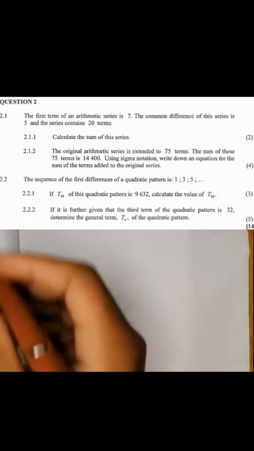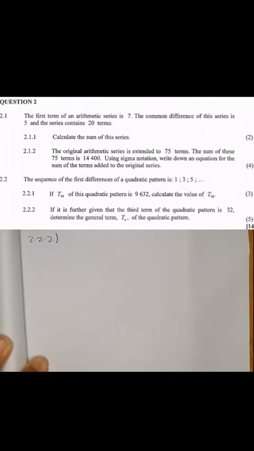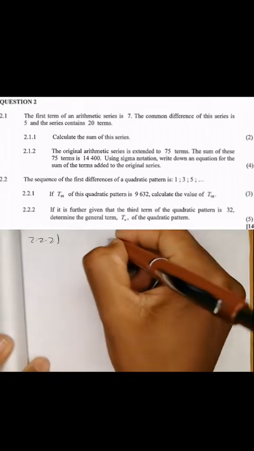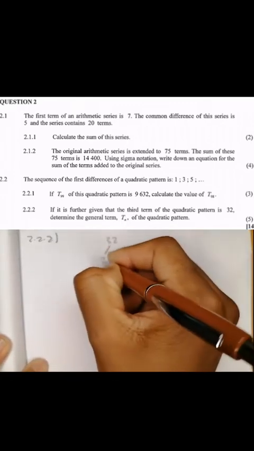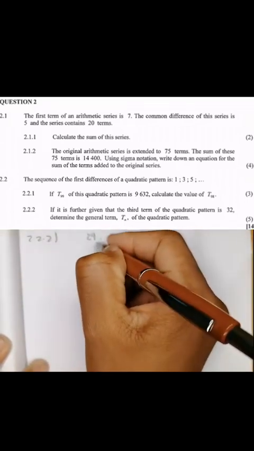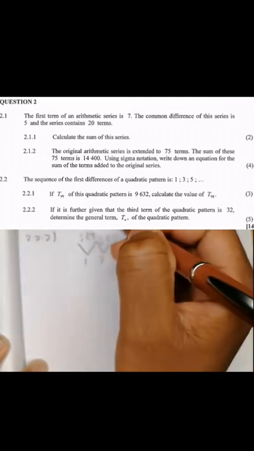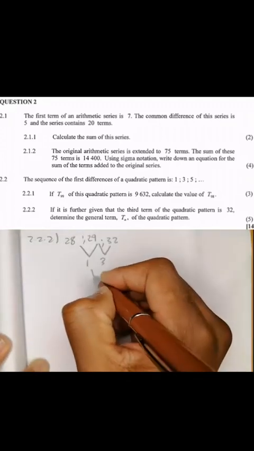So guys, the third term is 32. We have the first differences from the first statement, they said 1, 3, 5, and they are saying that the third term is 32, right? Meaning that we're going to minus 3 to get our second term, which is going to give us 29, and then we minus 1, which our first term will be 28, right? And then our second difference will give us 2, right?